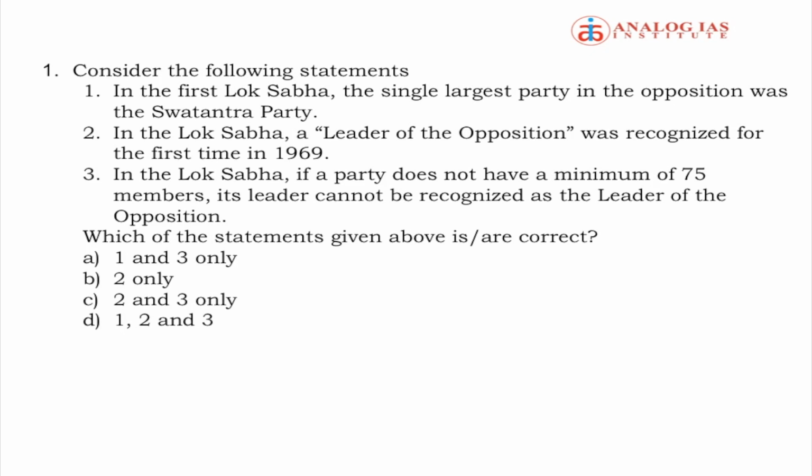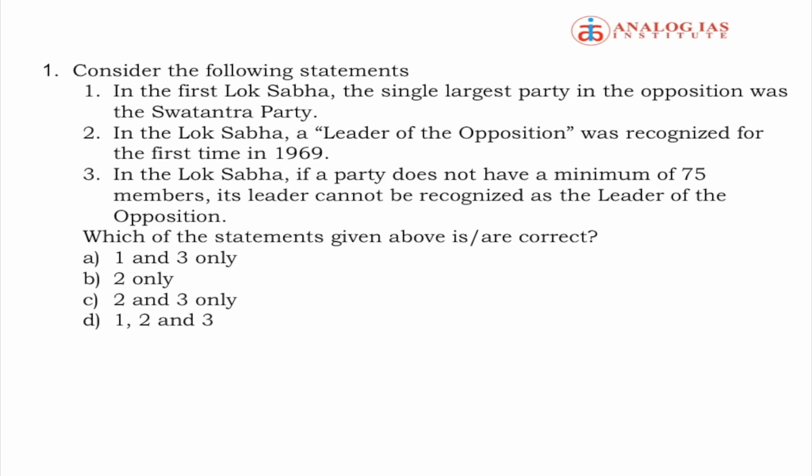The second statement is, in Lok Sabha, a leader of opposition was recognized for the first time in 1969. This statement is correct. Third statement, in Lok Sabha, if a party does not have a minimum of 75 members, its leaders cannot be recognized as a leader of opposition. This statement is wrong because the largest opposition party needs to have at least 10% seats, which comes out to be 55 seats and not 75. Therefore, out of the three statements, only statement 2 is correct. Hence, the answer is option B.